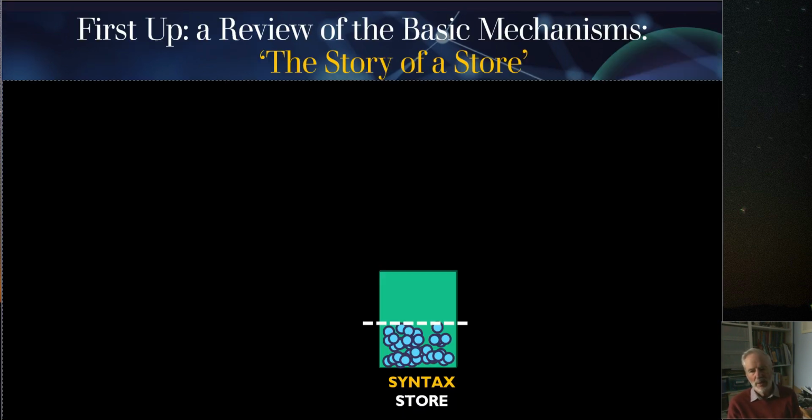Okay, moving on to dynamic growth. Now, first I have to give you a little review of some basic mechanisms that I've been talking about, but in slightly more detail. What you have in front of you there is a store, right? This is the store of the syntax system, and those little blue circles are simply syntactic representations. They're sitting in a syntax store, below that dotted white line, and that's supposed to indicate they are inactive, they are dormant, right?